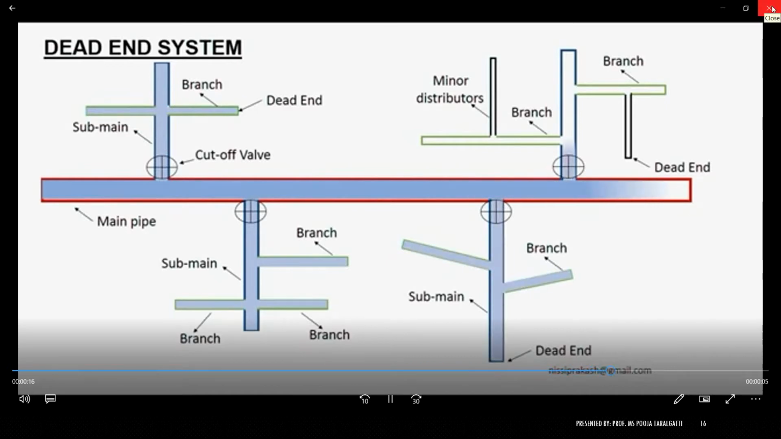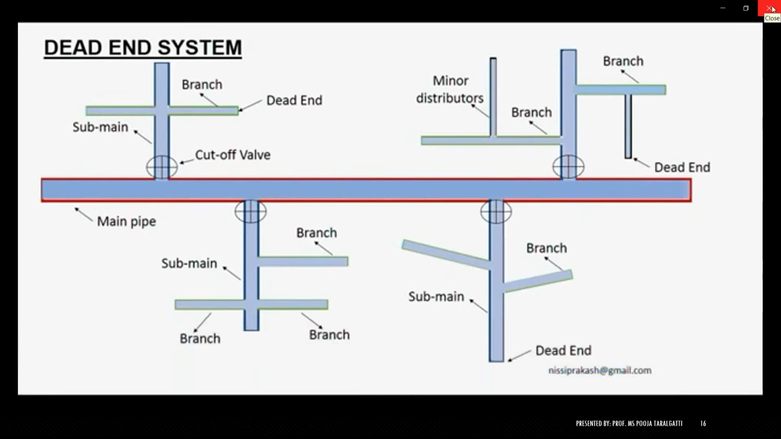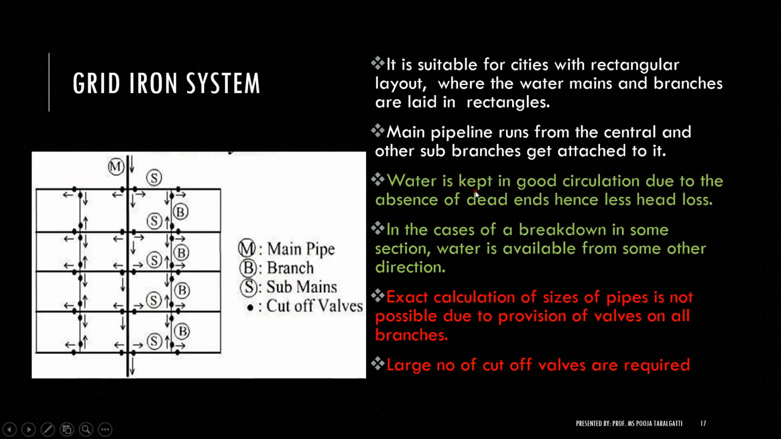I hope you understood how your actual network will look. Next layout is the grid iron system. It is suitable for a city with a rectangular layout where the water mains and branches are laid in a rectangular shape. So again, your main pipeline is there.